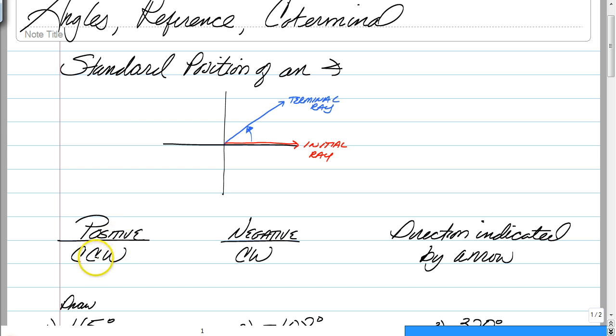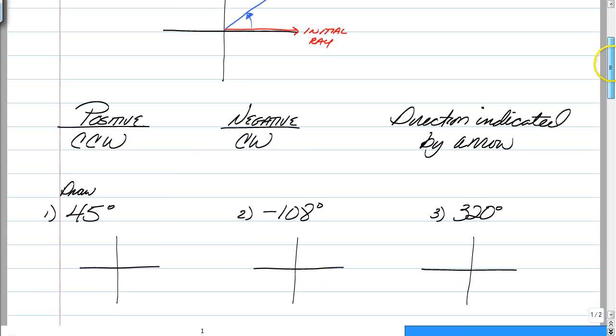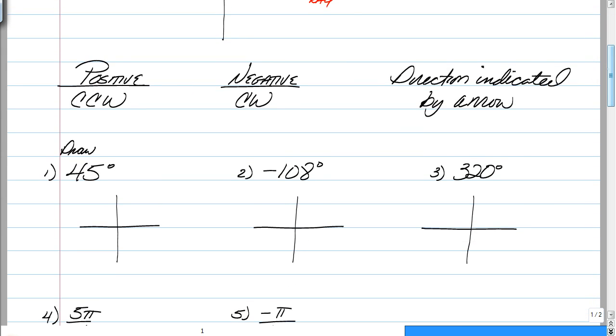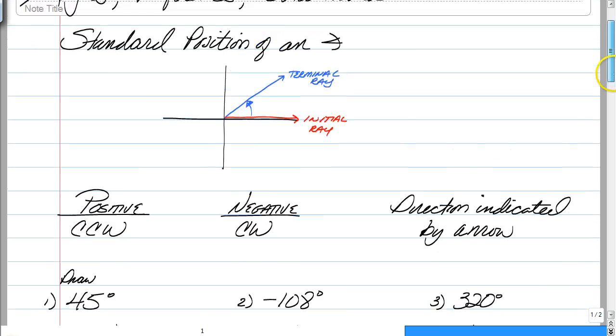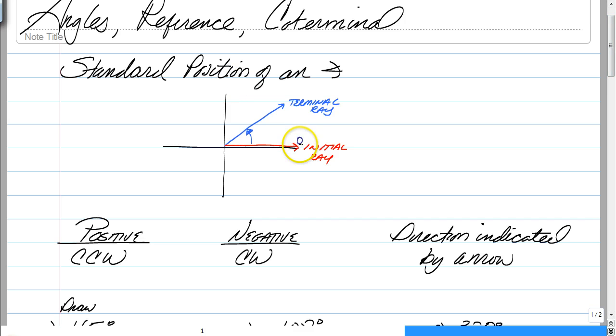Positive angles go counterclockwise, negative angles go clockwise, and the direction that you're drawing is indicated by an arrow. Okay? So, let's draw a couple angles. 45 degrees. Well, the first thing you need to know about all these, we'll go back to the original. This is your starting, so we'll call that 0 degrees. And then every time you go to another axis, that is going to be an additional 90 degrees. So all the way around a circle, surprise, surprise, is 360 degrees.